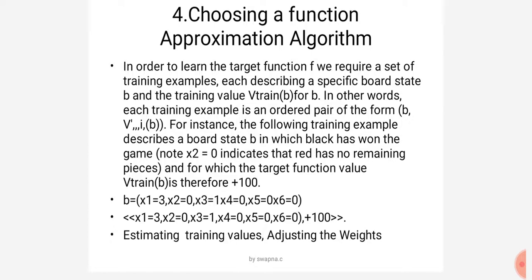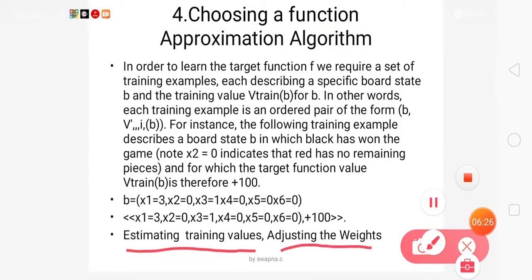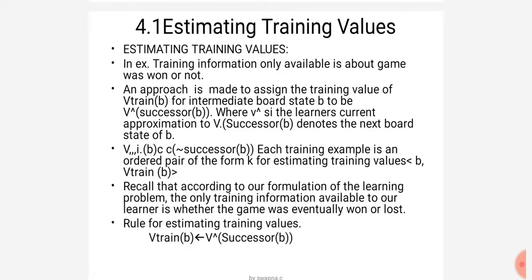So to choose the function for the approximation algorithm, if b is not a final state, we need to consider two things. The first one is estimating the training values, the second one is adjusting the weights. So we are starting with estimating the training values.